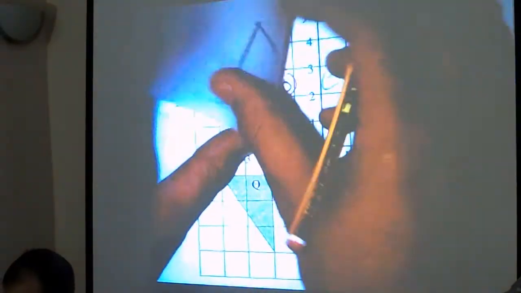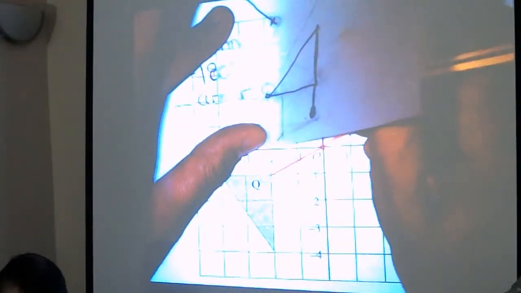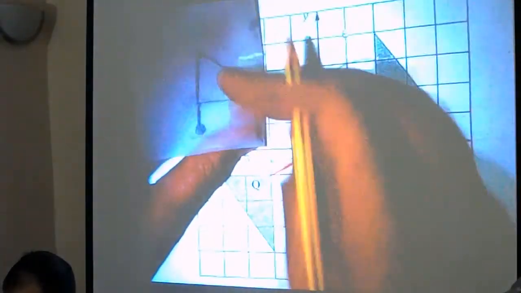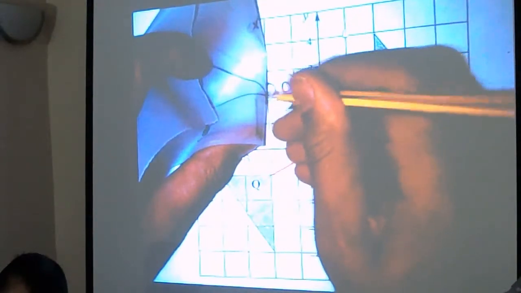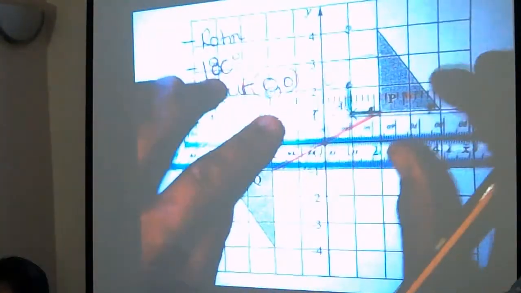Pick it up. Put the points in. Put it down. Check it. That's good. Pick it up. Put the point in. Okay, pick it up. Put the point in. Check it. That's lovely. Let's join it up.